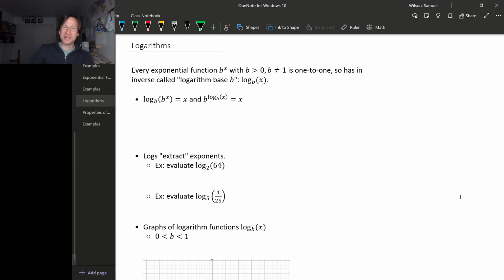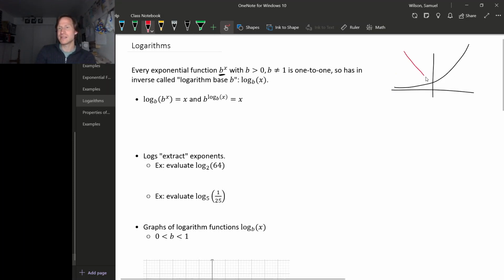Of course, since we just talked about exponentials, now we're going to have to talk about logarithms. Every exponential function b to the x is 1 to 1. You can tell just by looking at the graph. It looks either like that if it's exponential growth, or like this if it's exponential decay. These functions are 1 to 1 because they pass the horizontal line test. Every horizontal line intersects these graphs at most once.